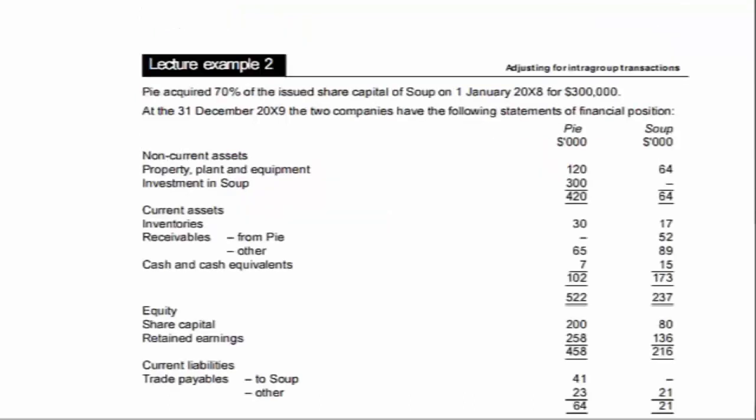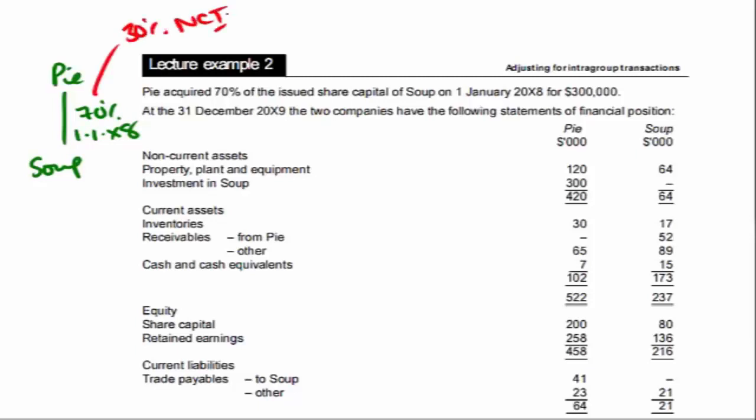If we have a look into the body of the question then to see what's happening, so we've got Pi acquiring 70% of the share capital of Soup. So if we sketch out a brief group structure, 70%, they've done that on the 1st of January X8, and that means there would be a 30% non-controlling interest. The year end that we're interested in is 31st of December X9, so they've owned their interest in Soup then for 2 full years.